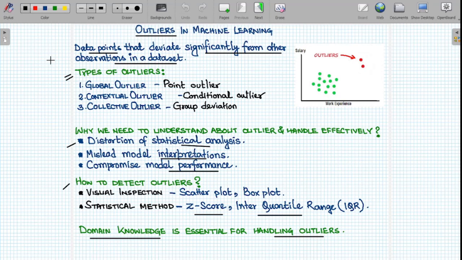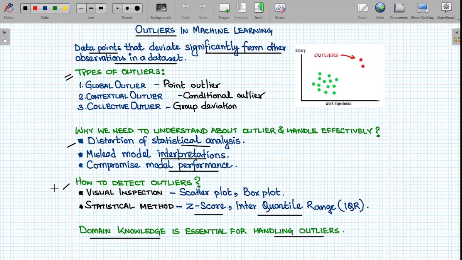Let's understand the takeaways from this session. In this session, we have discussed a very important concept called outliers. Outliers are the data points which deviate significantly from the other observations in our dataset. Now we know different types of outliers, why we need to understand outliers and handle them effectively. During our coding session, we have seen how a single outlier in our dataset is affecting the model performance adversely. Now we know how we can detect outliers from our dataset.